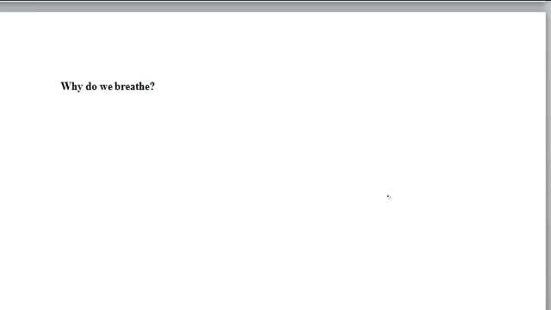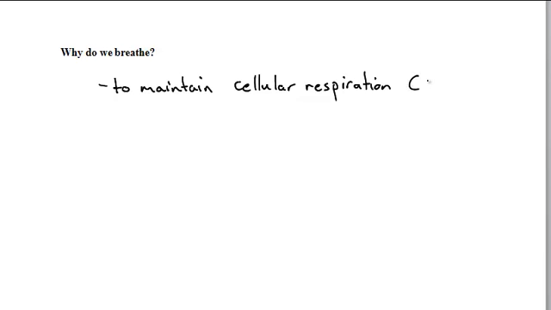So let's begin with why do we breathe? Obvious answer, to stay alive. But to be particular, to maintain cellular respiration, which we're going to just abbreviate here on out as CR, and thus a functioning body.